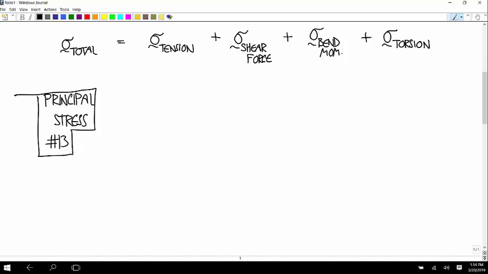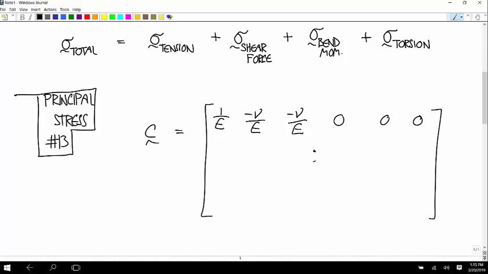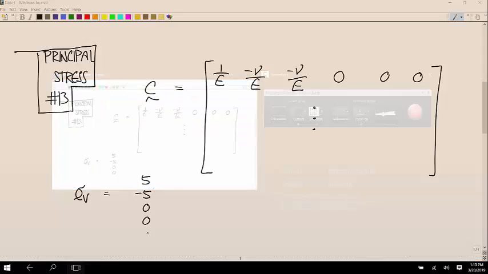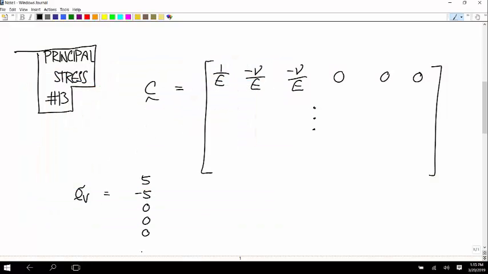Number 13. Okay, so we know that the compliance matrix has this form: 1 over E, negative mu over E, negative mu over E, 0, 0, 0. And we know the form of this. And so what's the stress tensor that it gives us? Okay. Yeah, great. 5, negative 5, 0. Okay. 10. Okay. In megapascals.